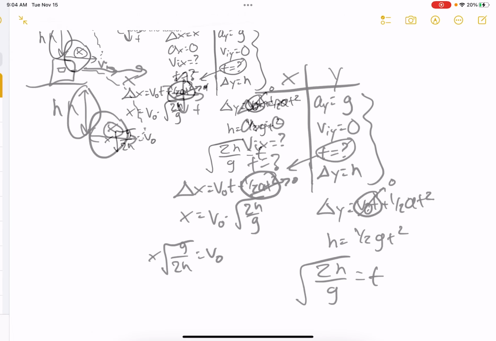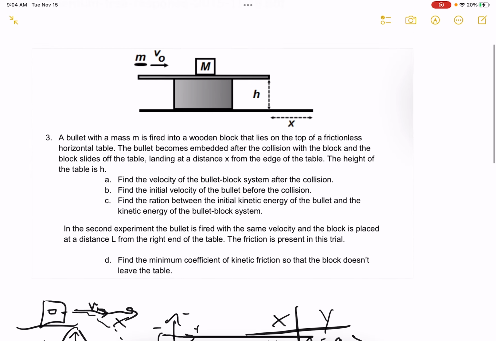Hello, let's go ahead and look at part B of this question on number 3. Part B says find the initial velocity of the bullet before the collision.